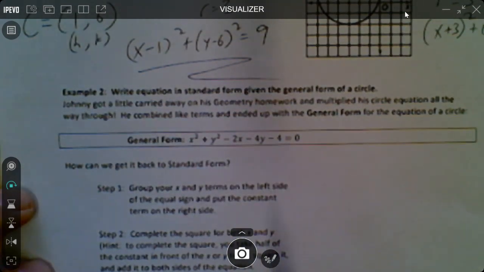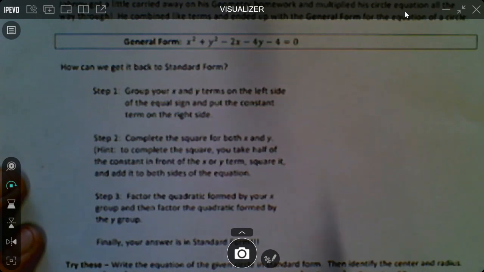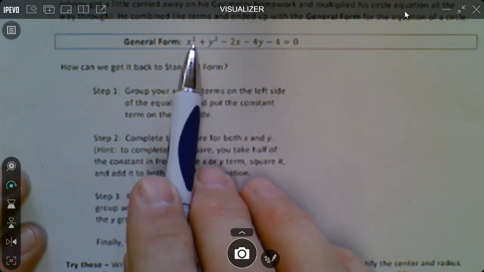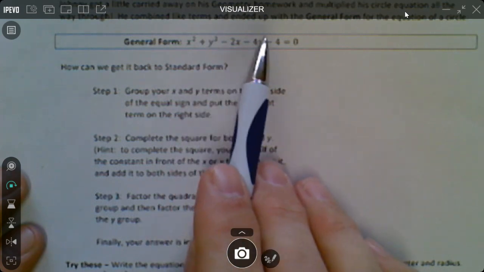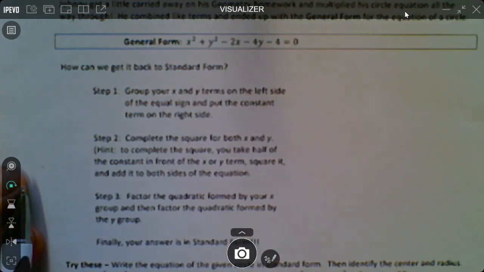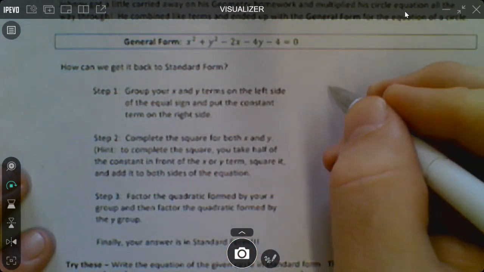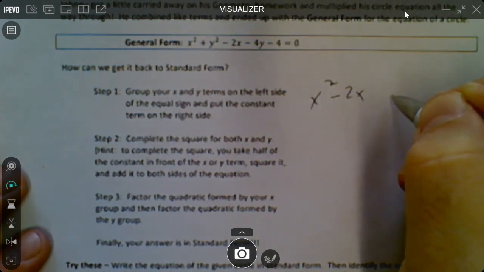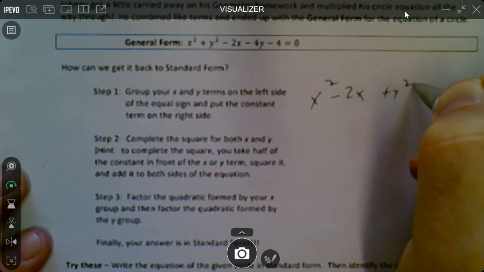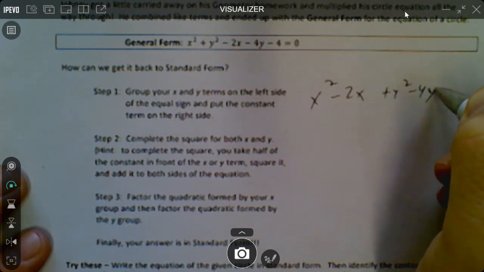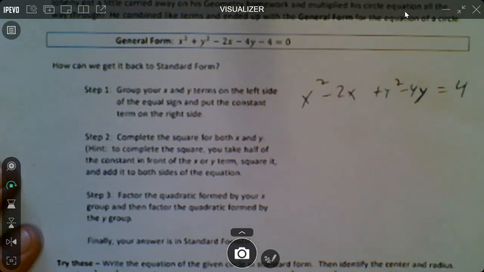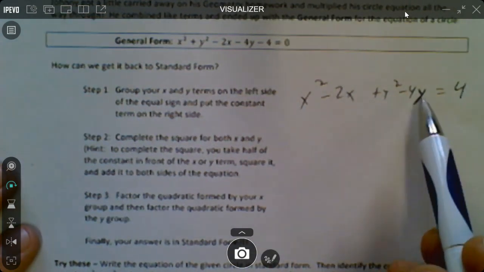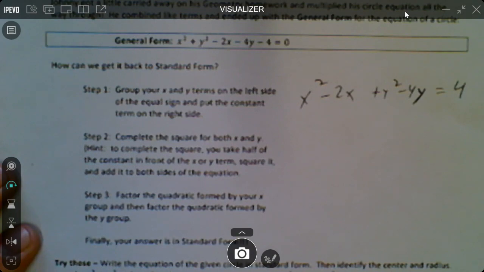So there is a way to do this algebraically, and it does involve a little bit of manipulation. So hopefully this is kind of familiar as far as the steps that I'm going to use. The first step is to just group everything. So I want all my x terms together, I want my y terms together, and I want to get all my constants to the other side of the equation. So here we go. We have x squared minus 2x plus y squared minus 4y equals positive 4. So now I have all my x's together, my y's together, and my constant all by itself.